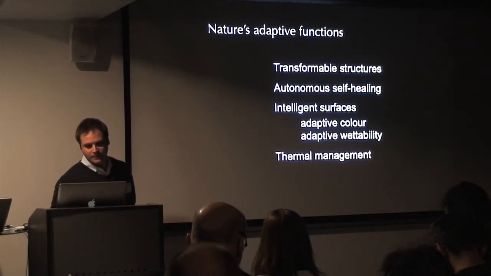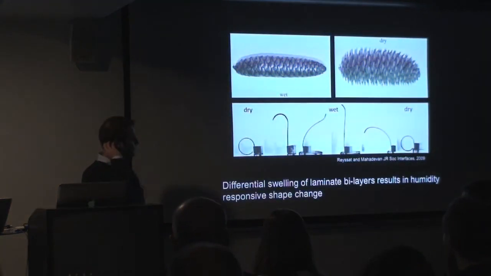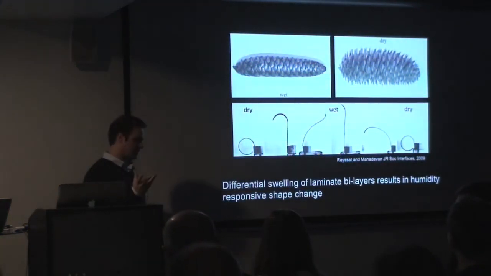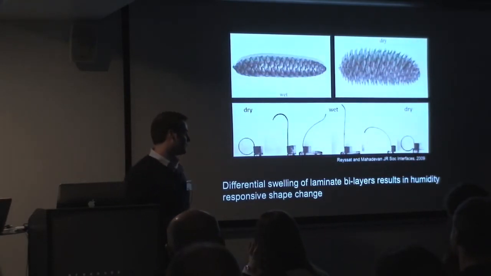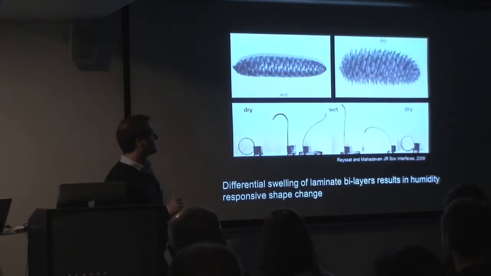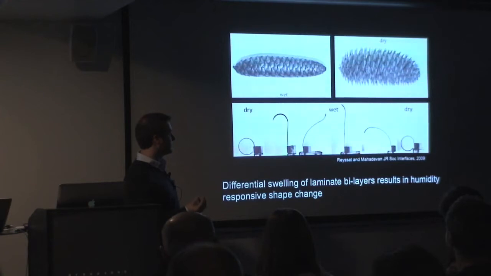So the first being transformable structures and materials, and I think this fits really well with the last talk where he was showing a flower opening. And this is work done by Al Mahadavan at the Wyss, a core faculty there, where he's described and produced mimetics of pine cones opening and closing. And so when they're wet, they're closed in this really tight structure, and when they dry, they open up.